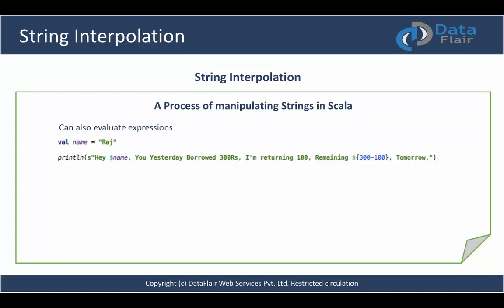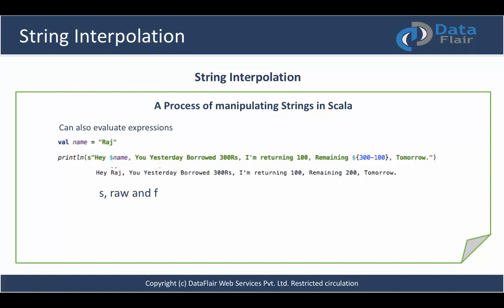So Scala will be able to evaluate this just because it is defined inside an interpolator. Let's check what its response is. Hey Raj, you yesterday borrowed 300 rupees. I'm returning 100, remaining 200 I'll give tomorrow. So see, name was already inferred by the Scala compiler, and then we have this 200 thing.